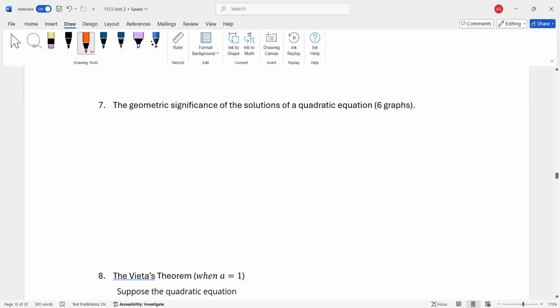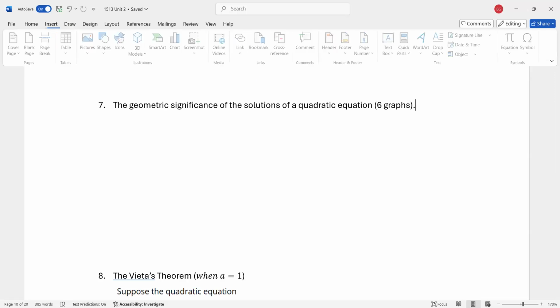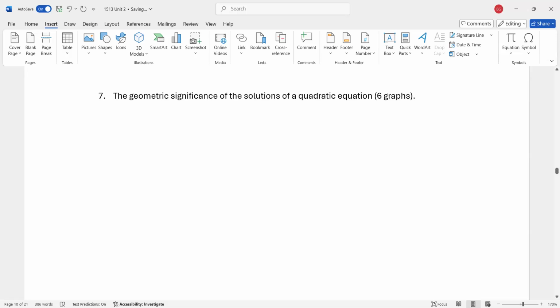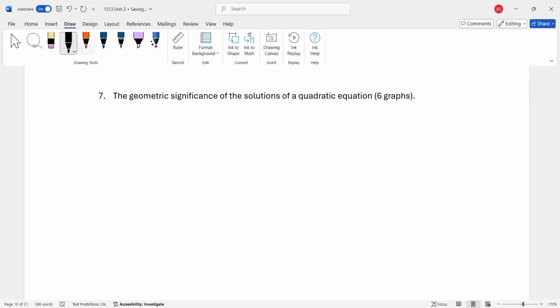The geometric significance of the solutions of a quadratic equation. Let's see, we have the quadratic equation. I need more space here, so let's put a page break here. This is not included in our book, but I think it is important to know this. Let's say the equation is ax squared plus bx plus c equals 0. A has to be non-zero. And the delta is b squared minus 4ac.